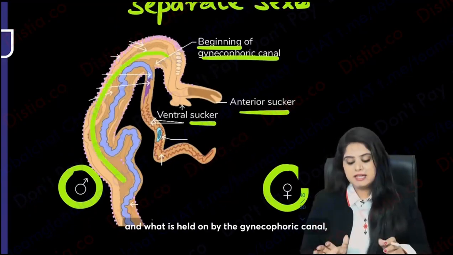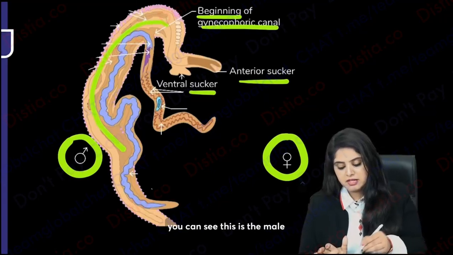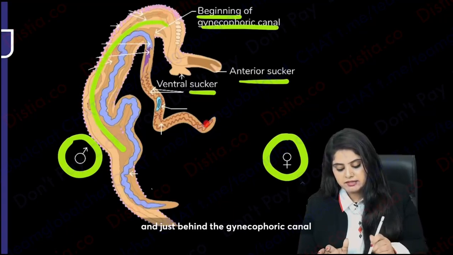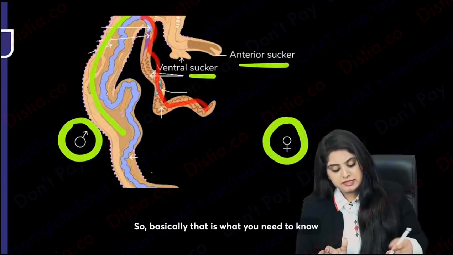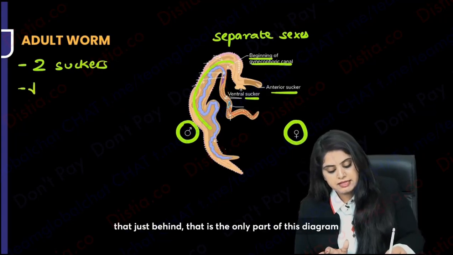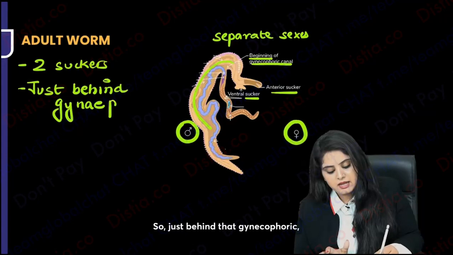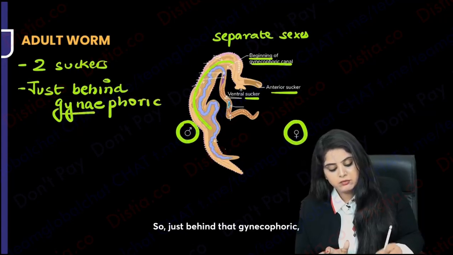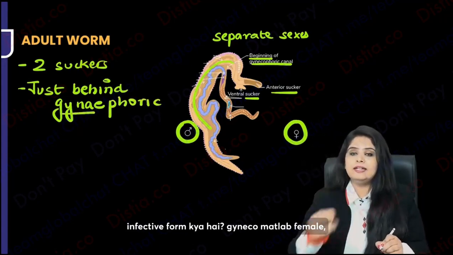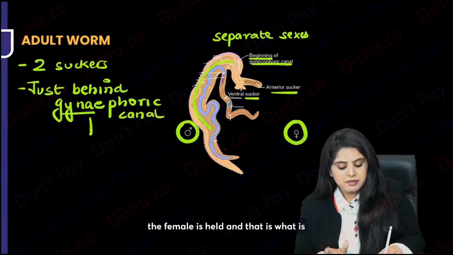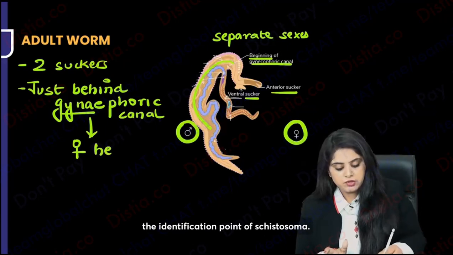What is held on by the gynecophoric canal? You can see this big one is the male, and just behind the gynecophoric canal, it has held on to the female. Basically, that is what you need to know. That is the only part of this diagram that you have to know. Gyne means female, to be held on. Just behind the gynecophoric canal, the female is held, and that is the identification point of Schistosoma.